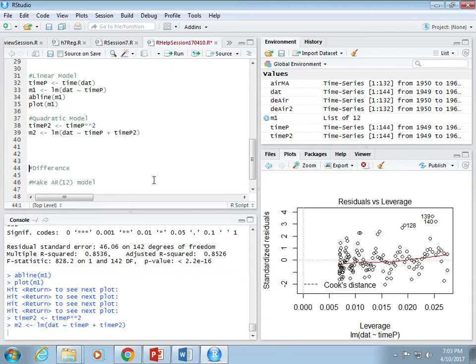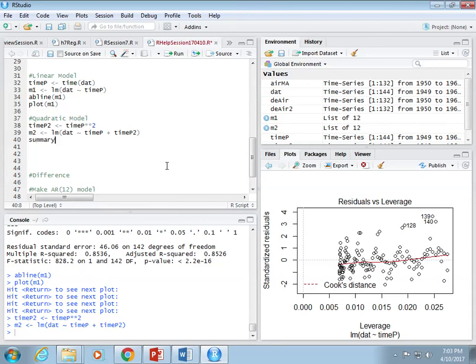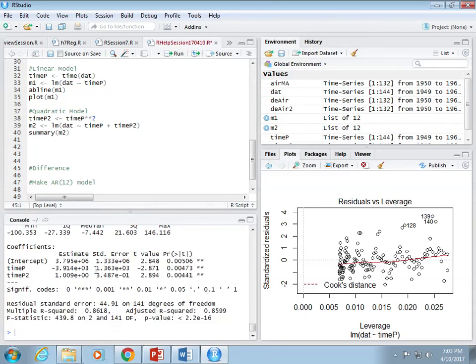And then when I run that, we will have a new model. So we can look at the summary of M2. This time it found them both significant. And you can plot it with the curve.